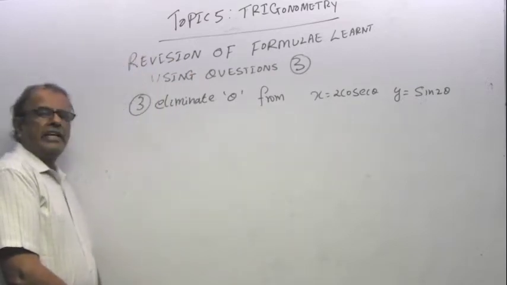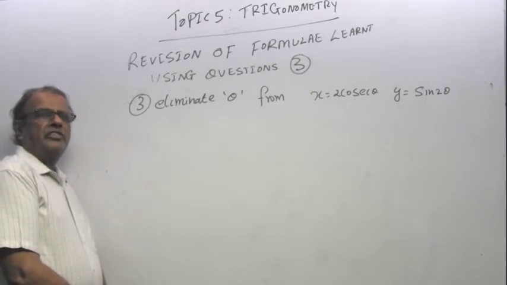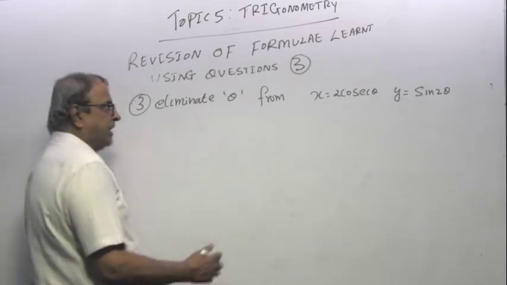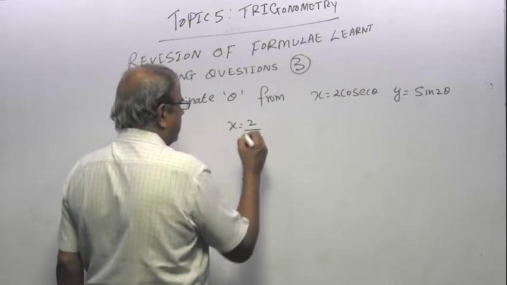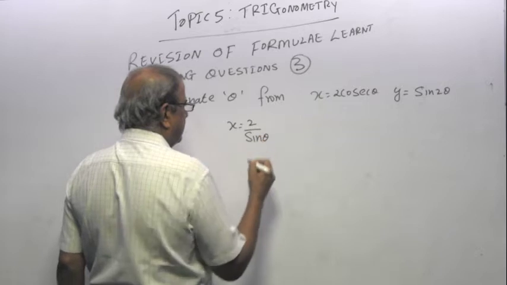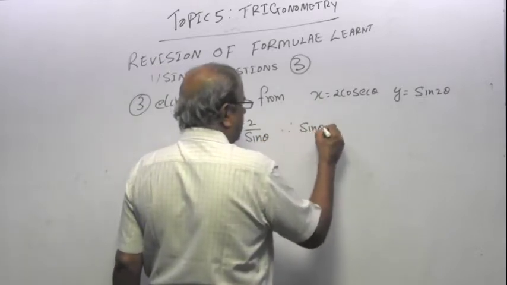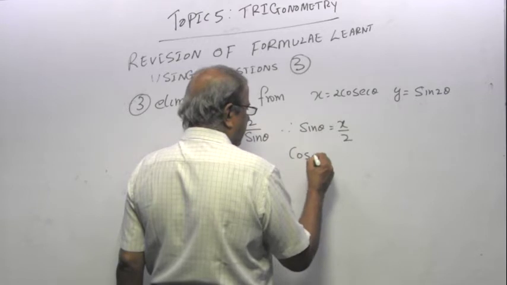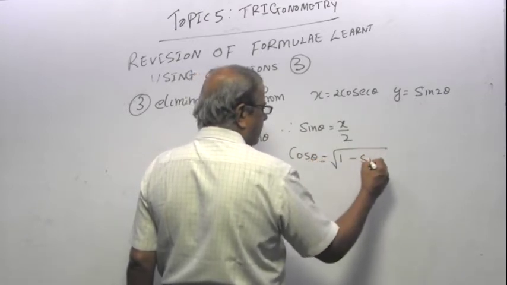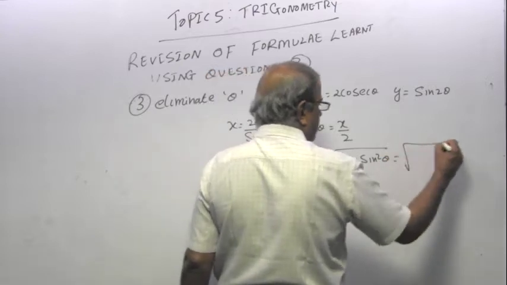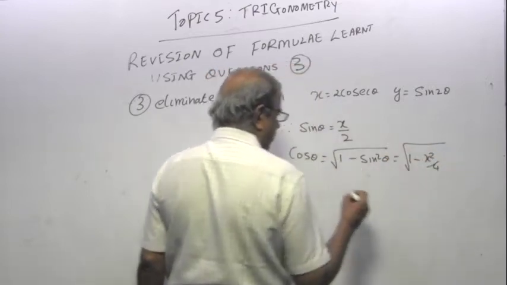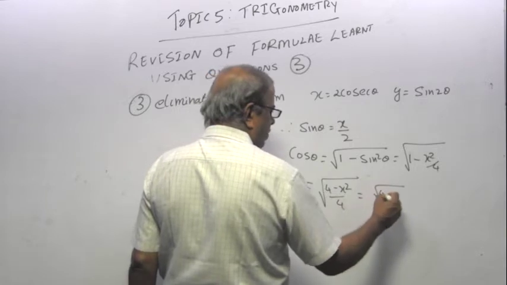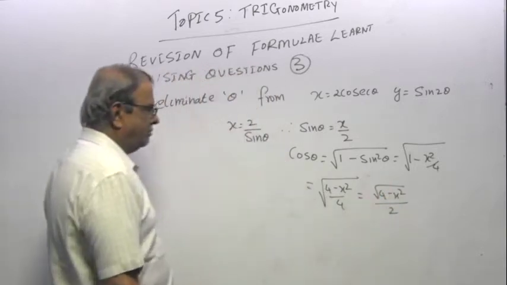Sine 2 theta contains 2 sine theta cos theta. Cosec is connected to sine theta. Cos is connected to sine theta. So I need to find sine theta. So can I say x equal to 2 over sine theta? So sine theta equal to x over 2. But to find sine 2 theta, I need cos. Cos theta is root of 1 minus sine squared theta, which is root of 1 minus x squared over 4, which is root of 4 minus x squared over 4, which is root of 4 minus x squared over 2.